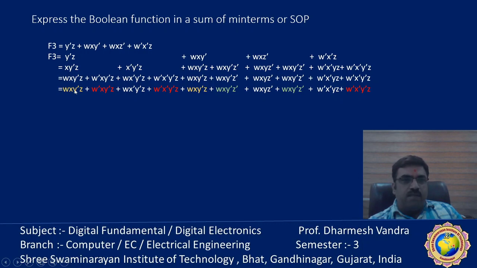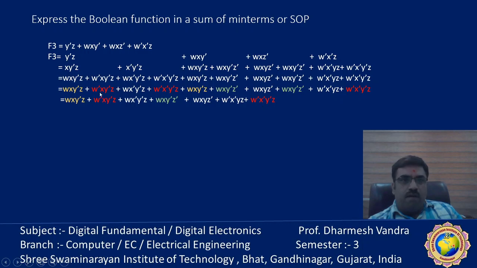Now compare it. W X Y': this yellow one is repeated again. Red, W' X Y' Z. Again, the fourth term is similar and the last term is similar. So we can make it common to minimize it. W X' Y' Z: yellow repeated, green W X Y' Z, it is again repeated. So finally we got only 7 terms: 1, 2, 3, 4, 5, 6, 7.